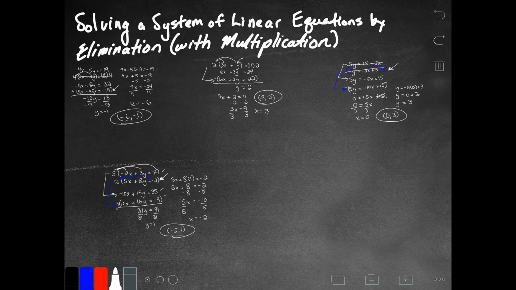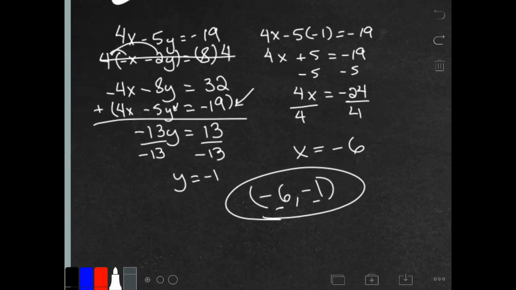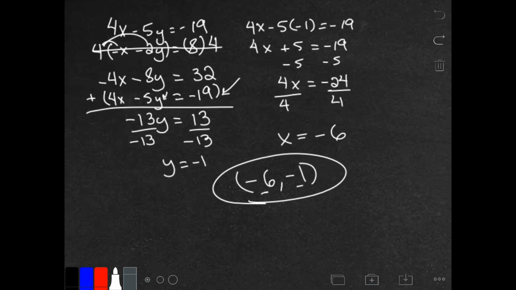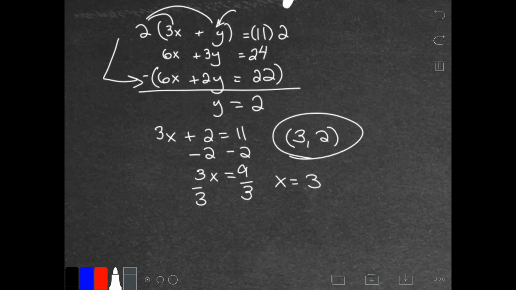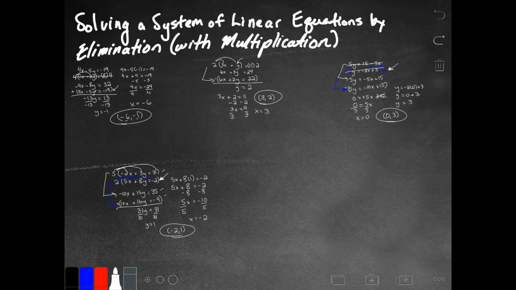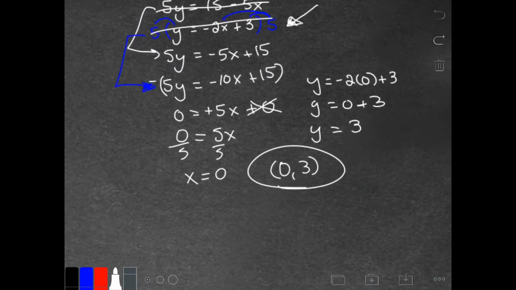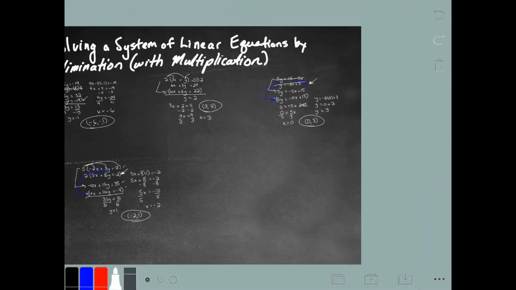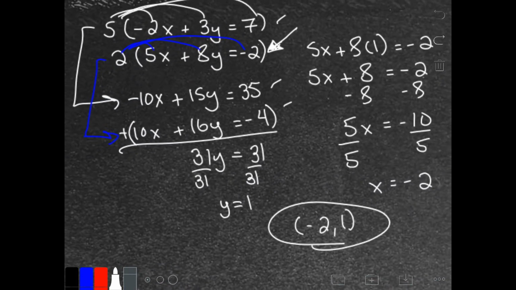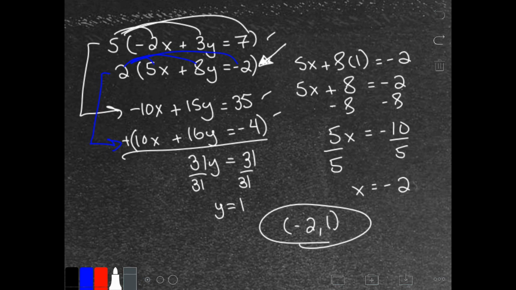So in summary, we looked at multiplying one equation and then adding because we had opposite signs, multiplying one equation, then subtracting because of the same signs. Here we looked at rearranging the equation to line up our like terms and then multiplying. And lastly, we looked at finding a common multiple and multiplying both equations before we eliminate.